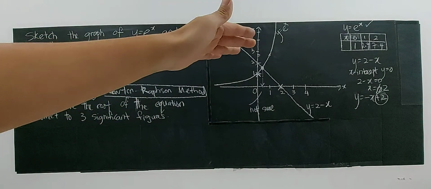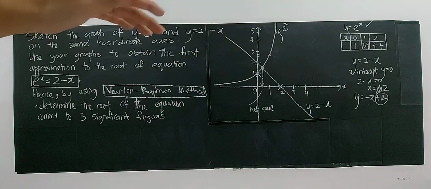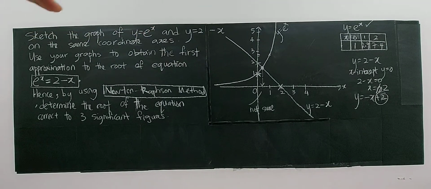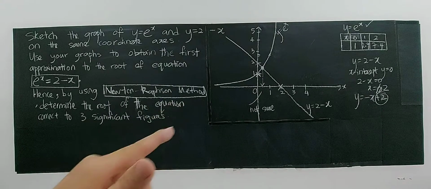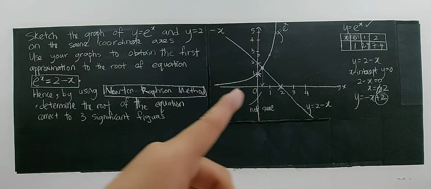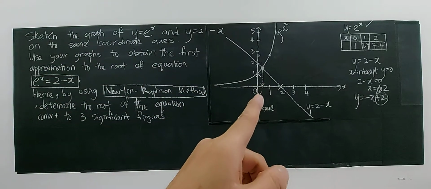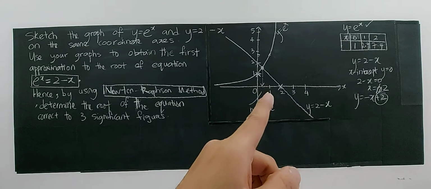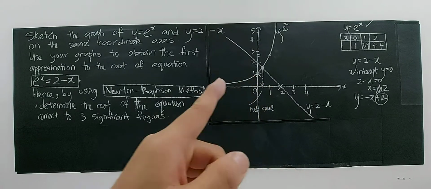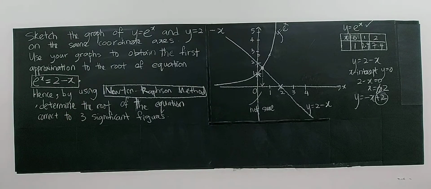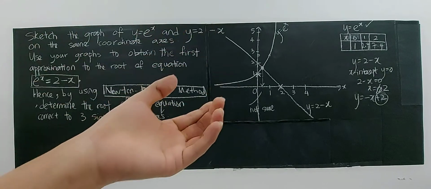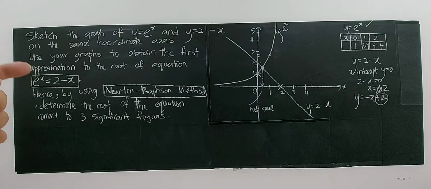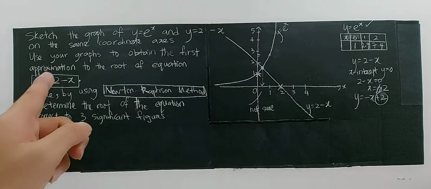Alright, so now based on the graph, just now I talked so much because I just want to tell you the sketching of the graph here is used to obtain the first approximation to the root. Penghampiran pertama. You will see that it looks like 0.5, or 0.6, or 0.7. This is called the first approximation. The value is nearer to some value, but it's not the actual value.